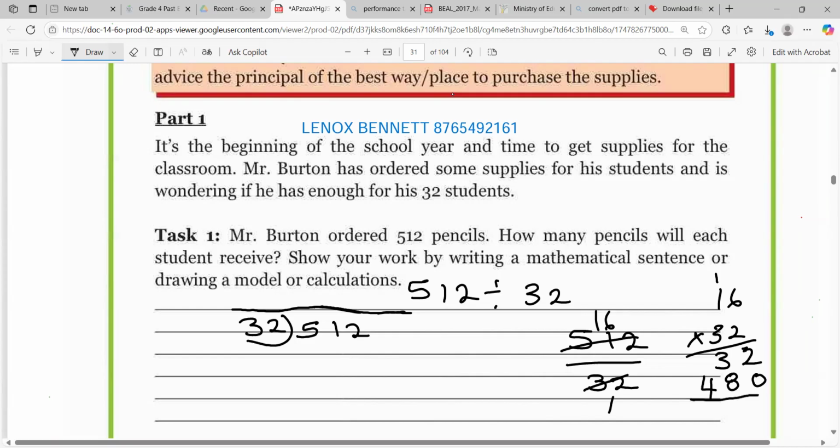Now you're going to add 2 plus 0 equals 2. 8 and 3 equals 11. Put the 1 and carry the other one. 4 plus 1 equals 5. So therefore, each student will receive 16 pencils.